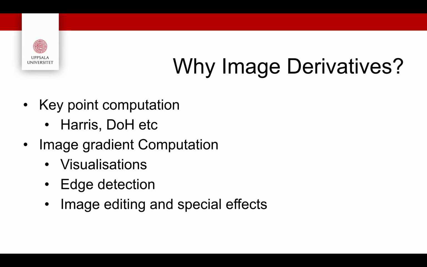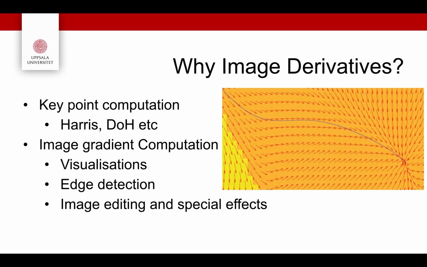Why would you use them? Well, they are used a little bit everywhere in image processing and computer vision and so on. For instance, for key point computations, like the Harris corner detector, or the determinant of Hessian, and so on. For image gradients, used in visualizations, for edge detection, image editing, special effects. There are many applications for image derivatives.